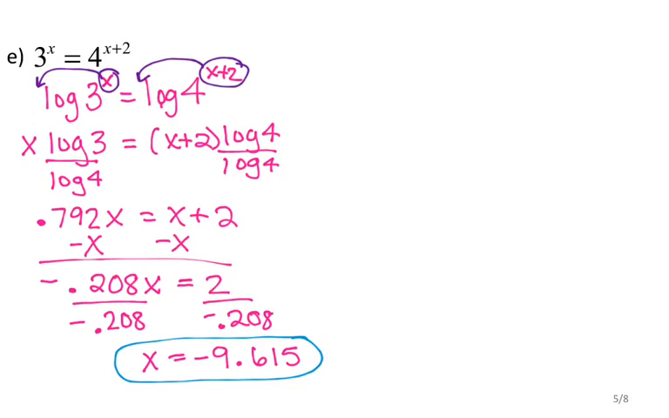Alright. If you ever wanted to check your answers, which I encourage you to do, what you could do is plug in x into your original function. So I'm going to take 3 and raise it to the negative 9.615, and I want to see approximately what that equals. I'm plugging it into my calculator, and it gives me 2.585 times 10 to the negative 5th. Your calculator will say e, with the negative fifth, but that's scientific notation.